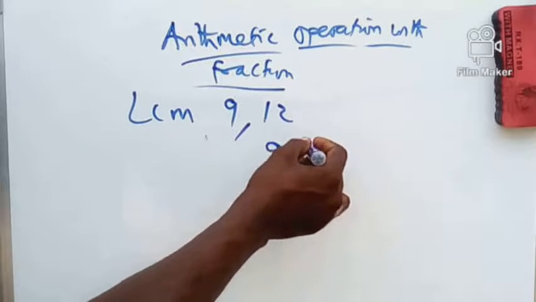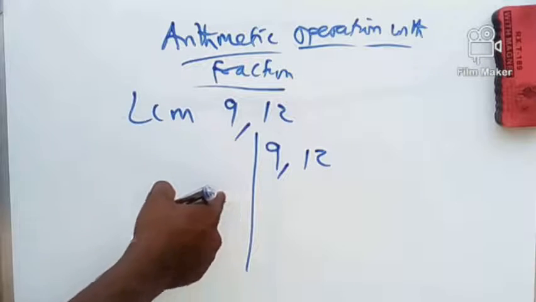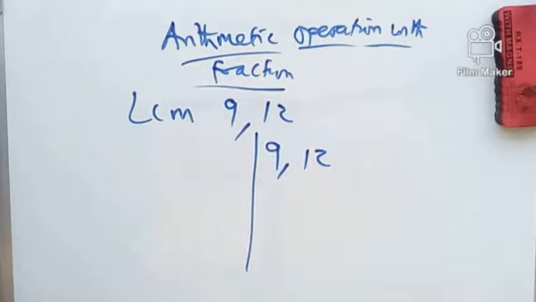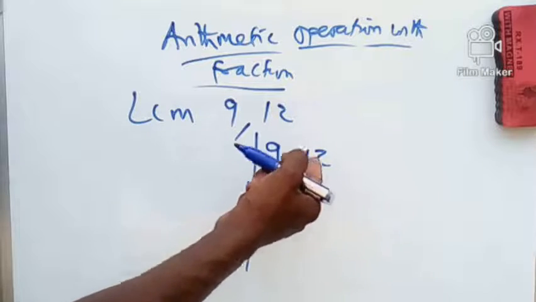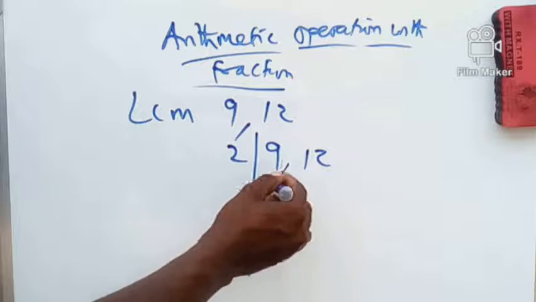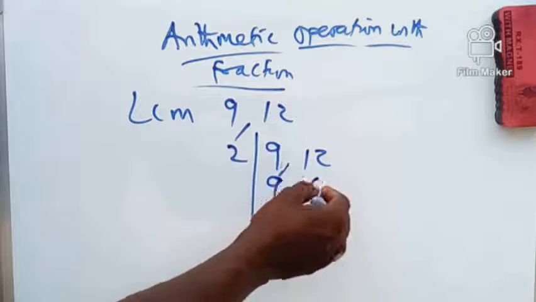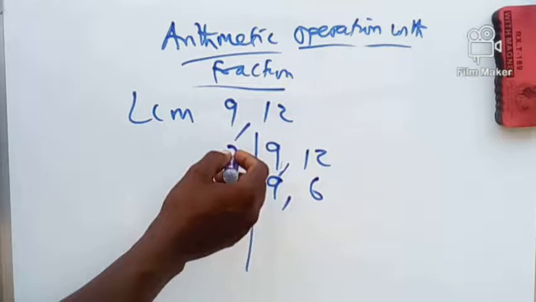So we write 9 here, I write 12. We ask ourselves, what lowest number can go into 9 or 12? The lowest number that can divide 9 or 12 is 2. Although 2 cannot divide 9, 2 can take care of 12. Since 2 cannot divide 9, you bring 9 down. But 2 can divide 12. When 2 goes into 12, what do you have? You have 6. What number can still go? I think 2 can still go.